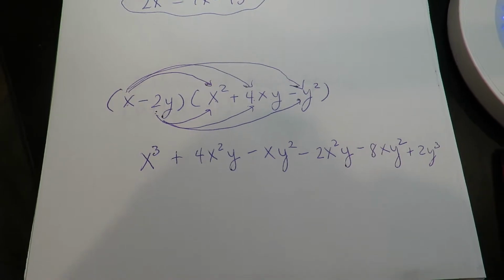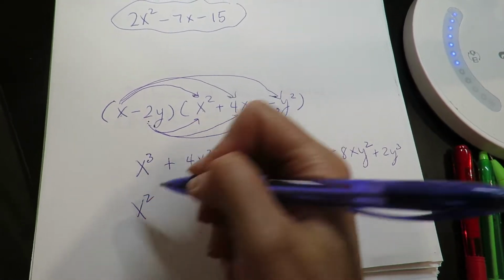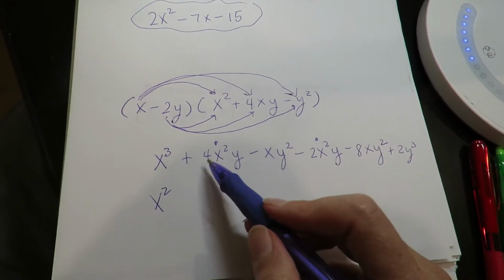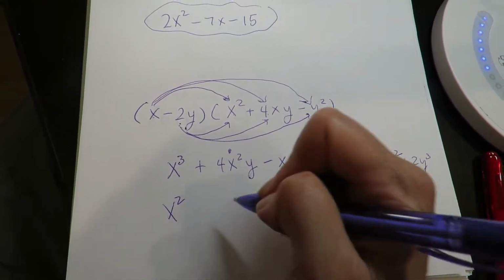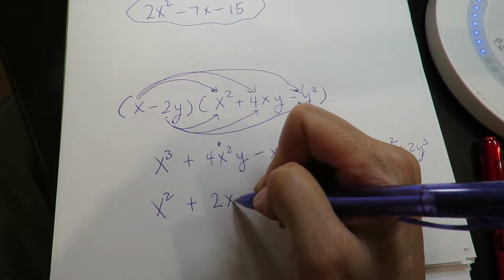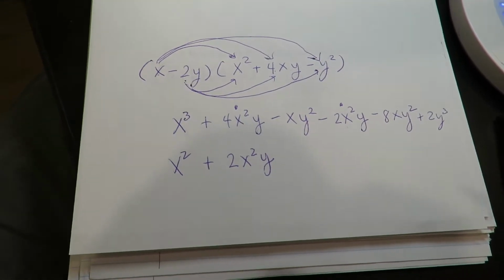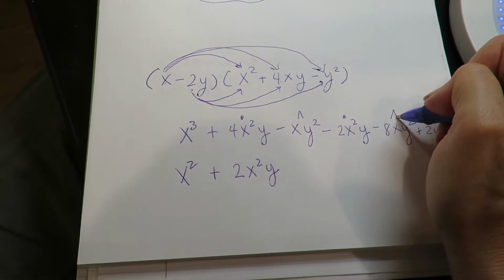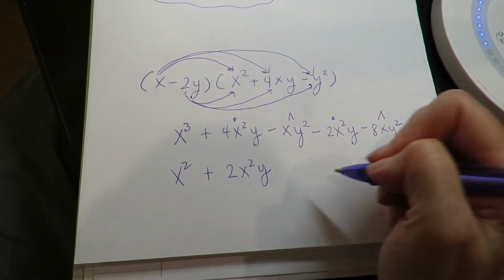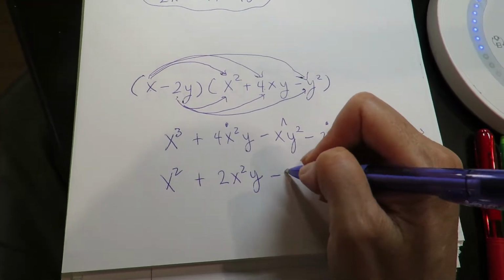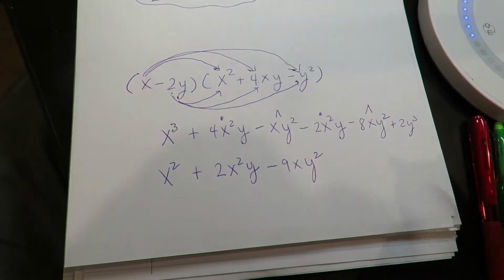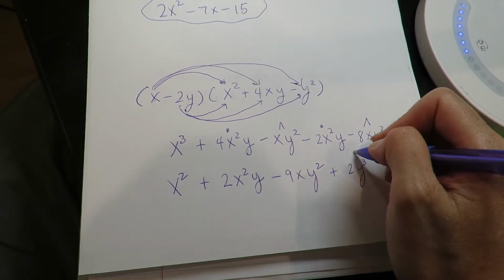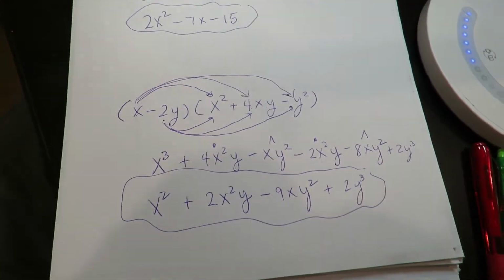Okay, now I'm going to combine like terms. So this doesn't have a like term. This guy combines with this guy. So 4 minus 2 is 2. Alright, now I'll combine this guy with this guy. So that's negative 1 minus 8. So that's negative 9xy squared. And then this guy doesn't have anybody else, so 2y cubed. Okay, and that's the answer to that one.